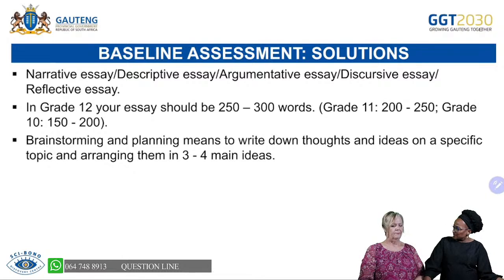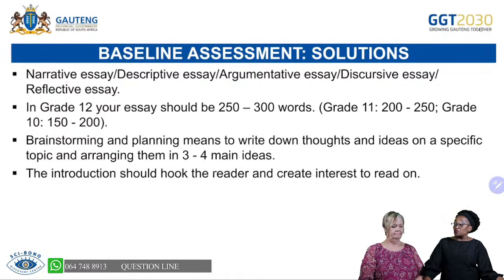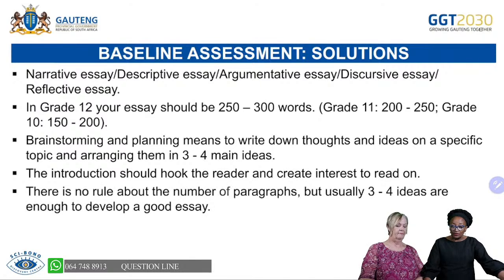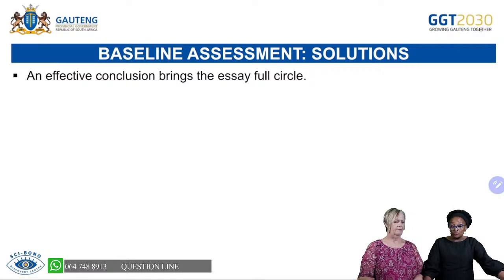Brainstorming and planning, what does that mean? Write down your thoughts and ideas on a specific topic and arrange them in different paragraphs. We spoke much about the introduction. And what did we say? The introduction should hook the reader and create interest to read on. There's no rule about the number of paragraphs, but usually we do have 3 to 4 ideas that are enough to develop a good essay. Indeed. An effective conclusion brings the essay full circle.